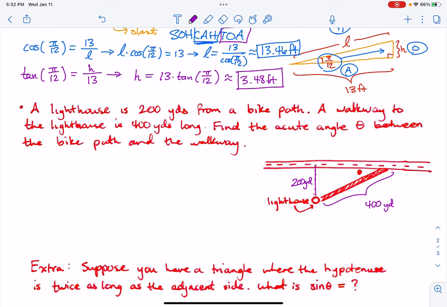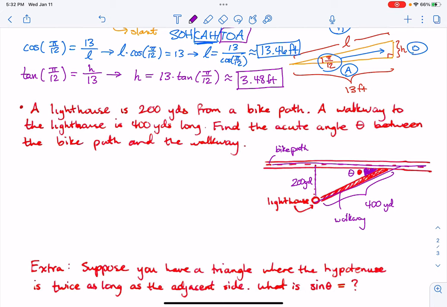And they want us to find the acute angle between the bike path and the walkway. So we've got the bike path here. It's this thing. The walkway is here. Right, this thing over here is the walkway. And so the angle that they make is going to be right here. So they want us to find this angle right there.